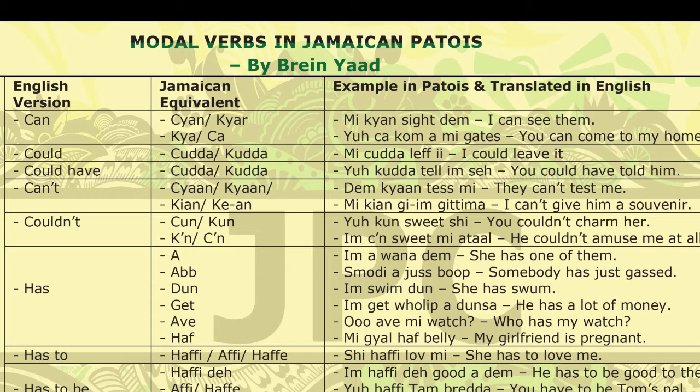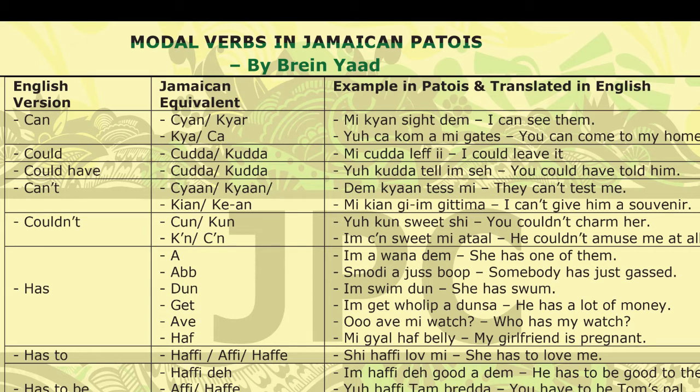As usual, on your left, English version; middle, Jamaican equivalent; and the last column, example in Patois and translated in English. Well, what are modal verbs? Words like can, could have, can't, couldn't, has to be, have to be. All those are modal verbs. So today we are going to look at modal verbs, and straight we go to examples.